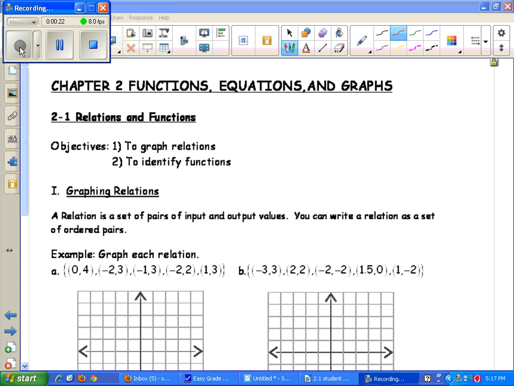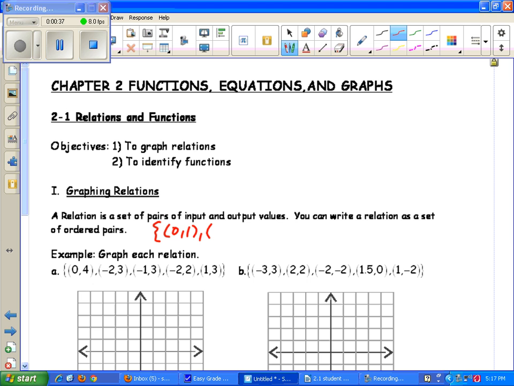A relation is a set of ordered input and output values. You can write the relation as a set of ordered pairs. For example, usually I use these braces, and if I had (0, 1), maybe (1, 2), and (2, 3), this would be a relation written as a set of ordered pairs. The next part, we want to graph each relation.